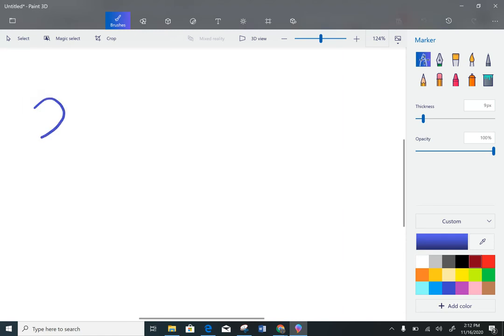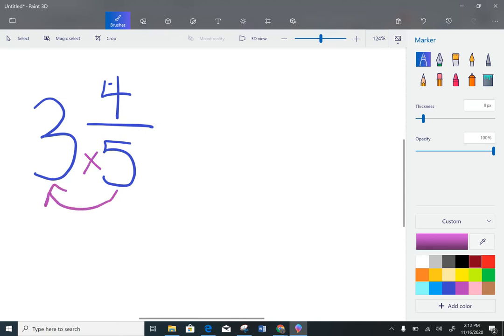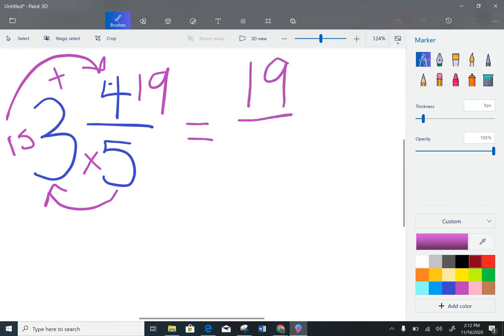If I have 3 4/5, I can multiply 5 times 3 and get 15, and then add 4 and get 19. So my improper fraction would be 19/5. So you multiply across the bottom and you add on the top.